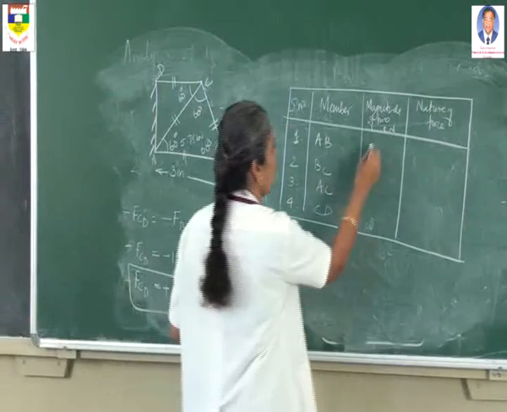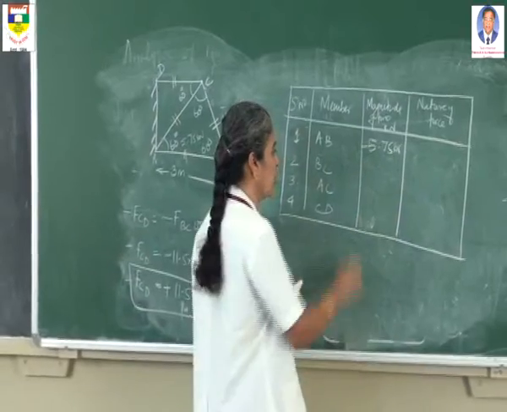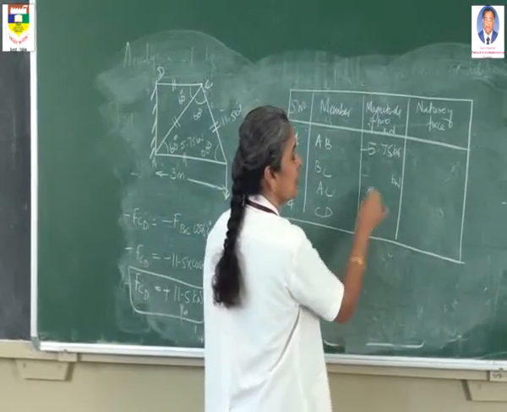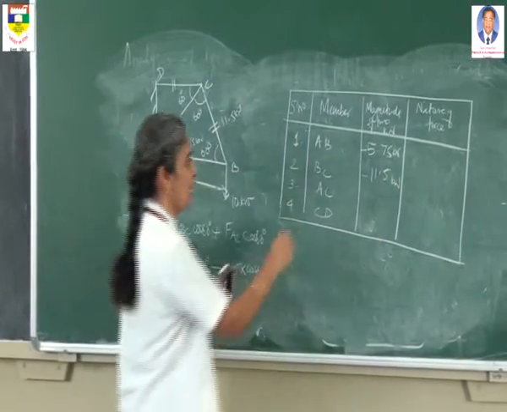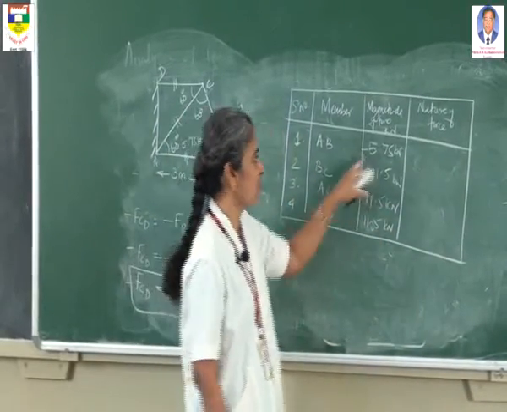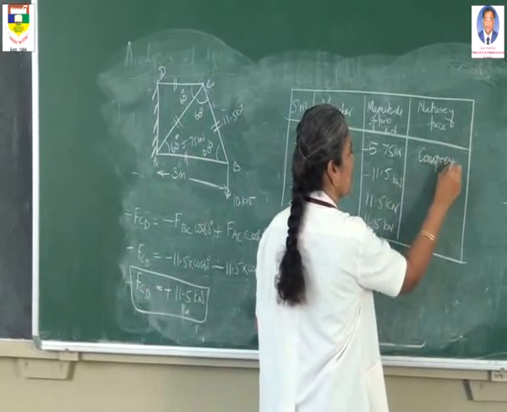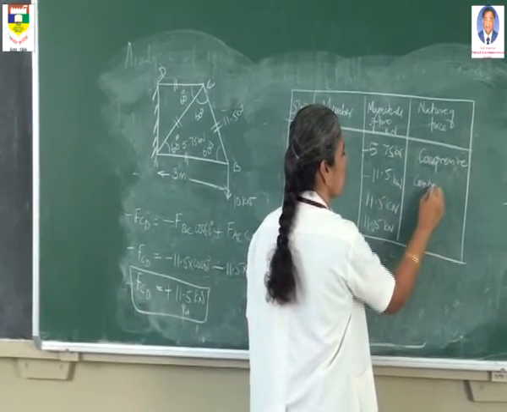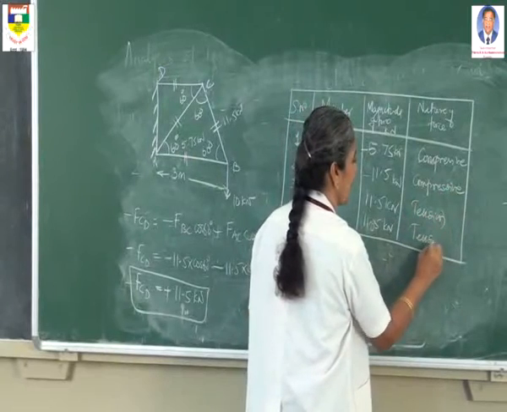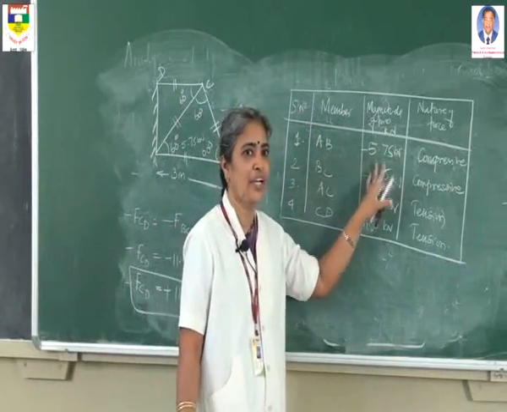The member AB, magnitude of force is 5.75 kilonewton. So the member force AB is minus 5.75 kilonewton, BC is minus 11.5 kilonewton, AC is plus 11.5 kilonewton, and CD is 11.5 kilonewton. For the nature of forces, here it is minus, therefore it is taken as compressive. BC is also compressive, AC is taken as tension, and the force CD is also taken as tension. So this is the force table. Here I have indicated all the member forces and their magnitude and nature.